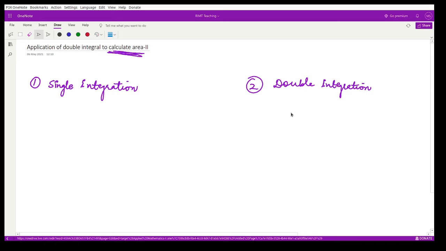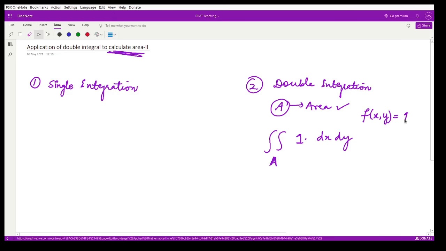So using double integration, suppose you are given the region A over which you want to calculate the area of the given surface. You take the double integral of the function 1, that means dx dy, with the limits of x and the limits of y, or simply I am writing this as A. Whichever limit you want to take first, you can take it accordingly. It is up to you. So basically here we are writing the function f of x y as equal to 1.